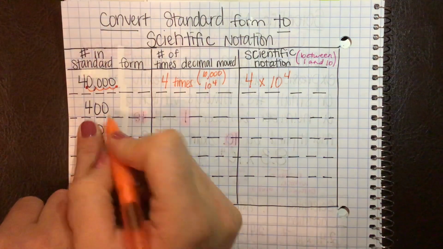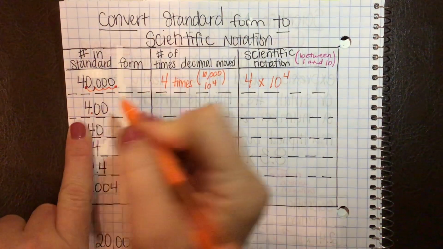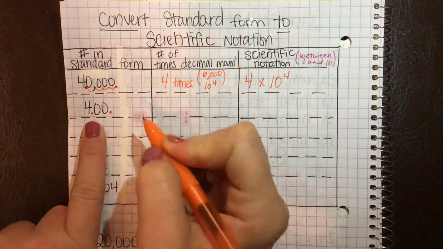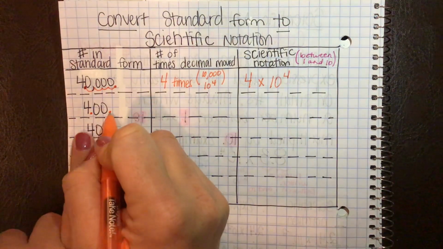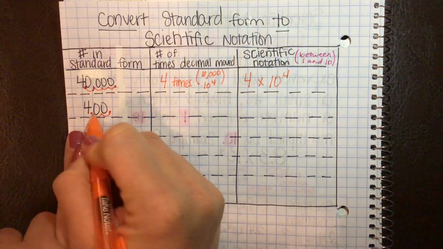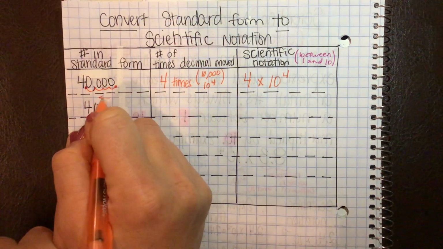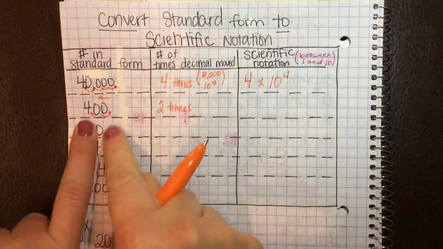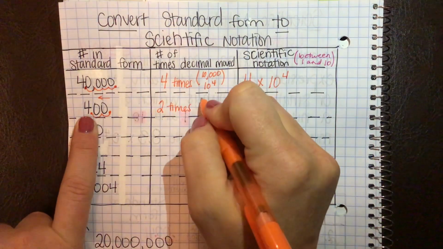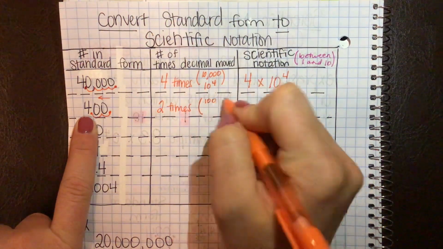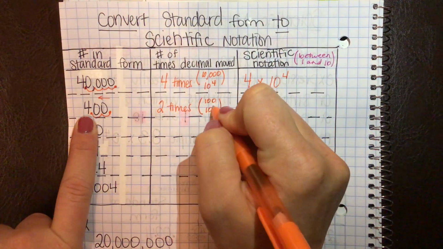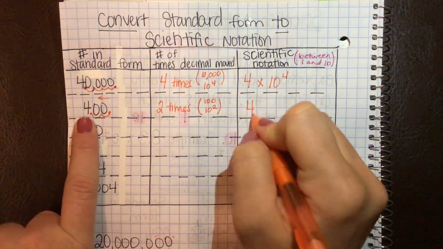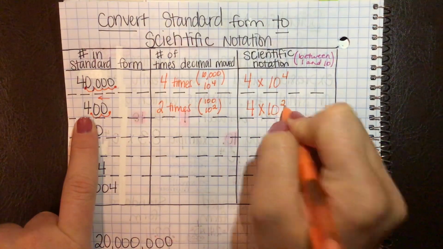Okay, this next one, again, we want the number after that first number, and it's currently right there. So we're going to move it 1, 2 times. And notice, it moved that direction. So it moved 2 times, or the number is 400. So you multiply by 100, which is also 10 to the 2nd power. 10 times 10 is 100. So you could write it as 4 times 10 squared.